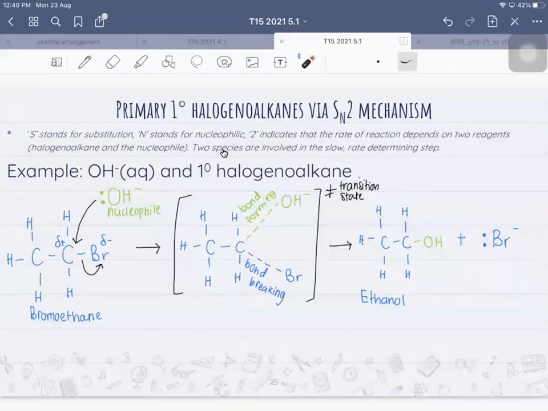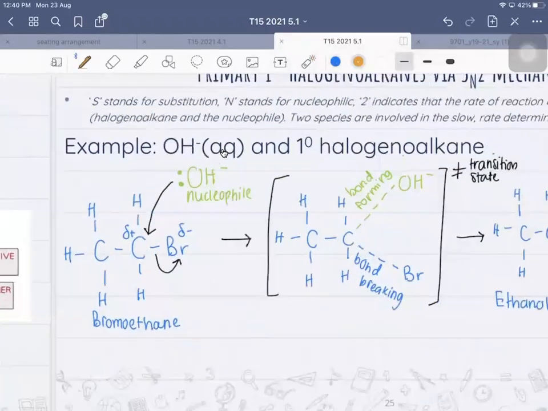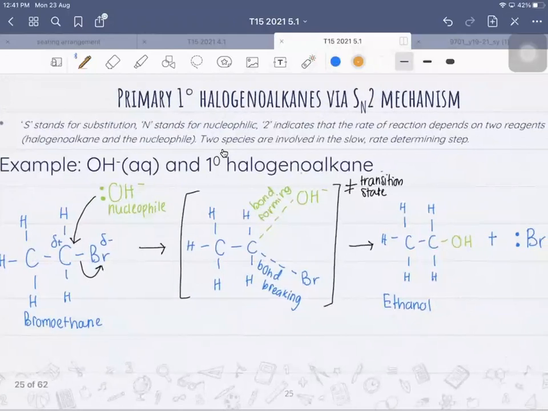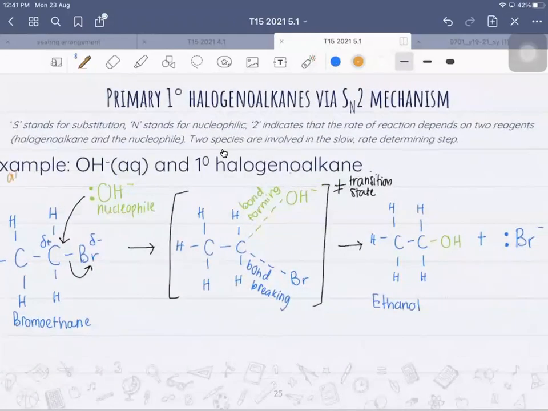So I want you to copy this drawing first. And then, add one more thing here. Attack of nucleophile from the opposite side of halogen.